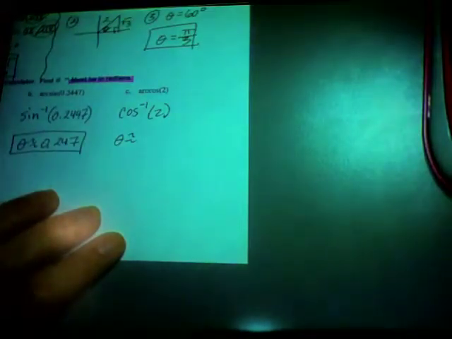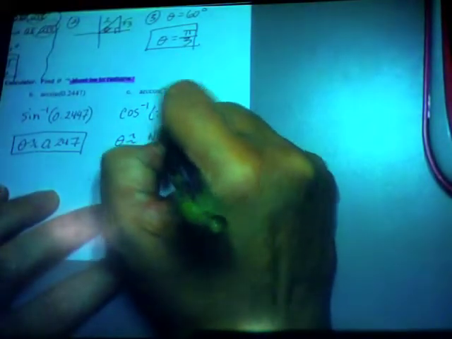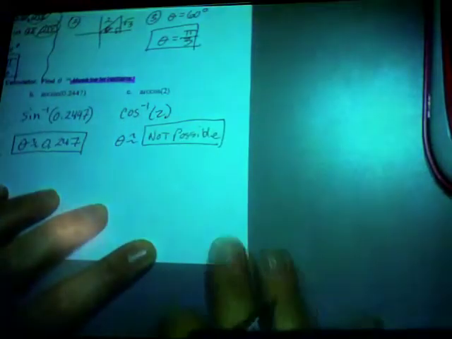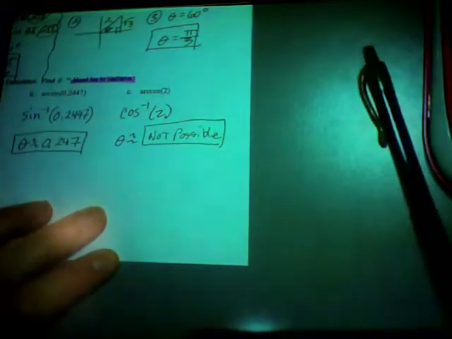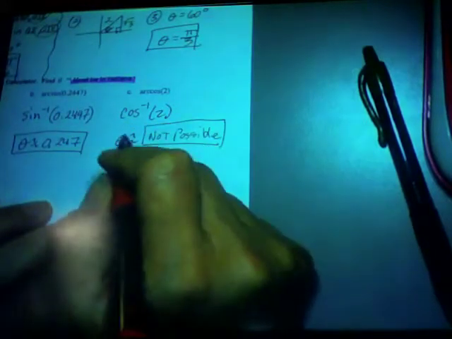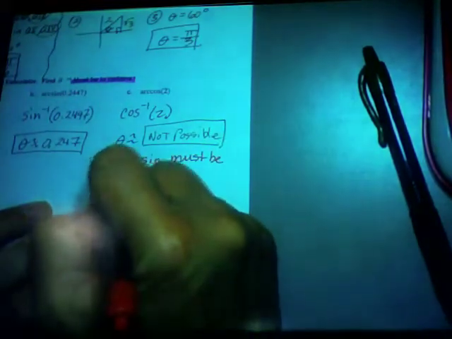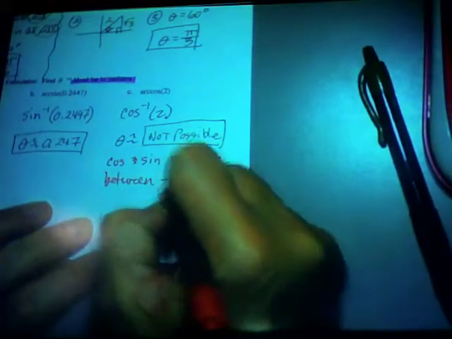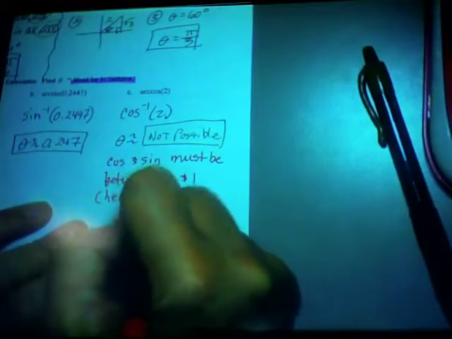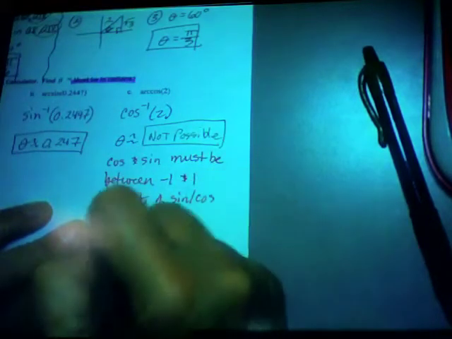All right, so write yourself the following notes. Not possible. And the reason for that is that cosine and sine must be between, because you'll forget, -1 and 1. And the reason for that is because that is the height of the sine cosine curve.